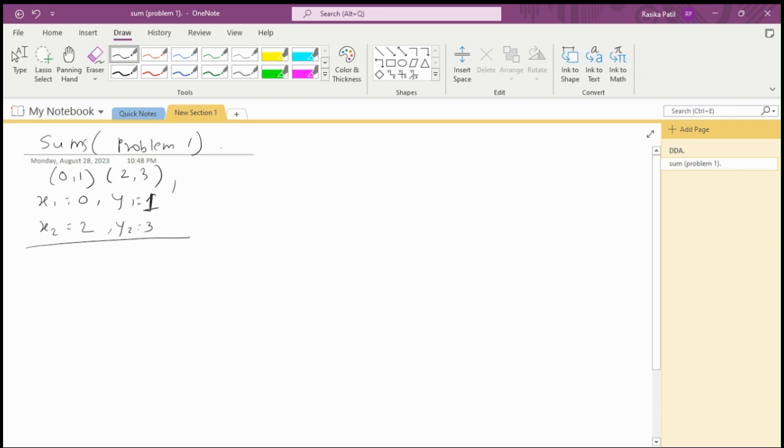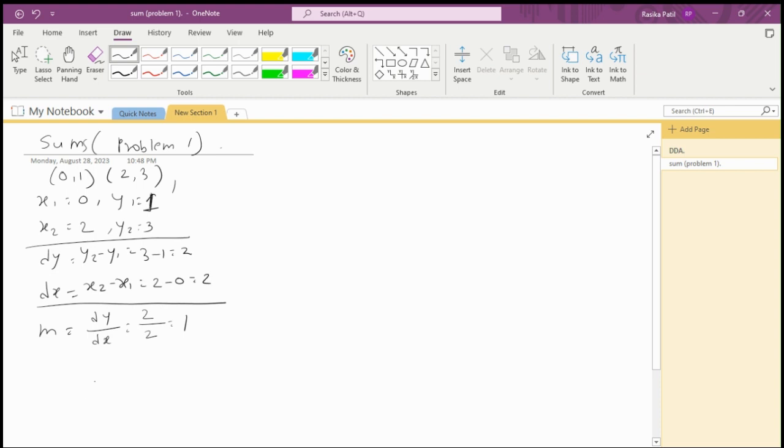Then what we have to calculate? We have to calculate dy and dx. dy is equal to y2 minus y1, which is 3 minus 1, equal to 2, and dx is equal to x2 minus x1, which is 2 minus 0, equal to 2, right? Then we calculate our slope, which is dy by dx. So dy by dx is 2 divided by 2, which is 1. So our slope is equal to 1.